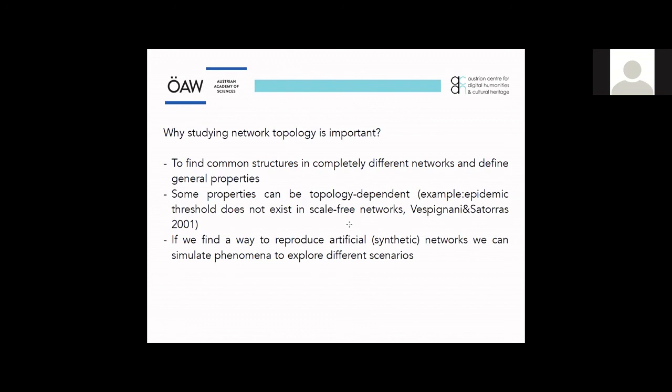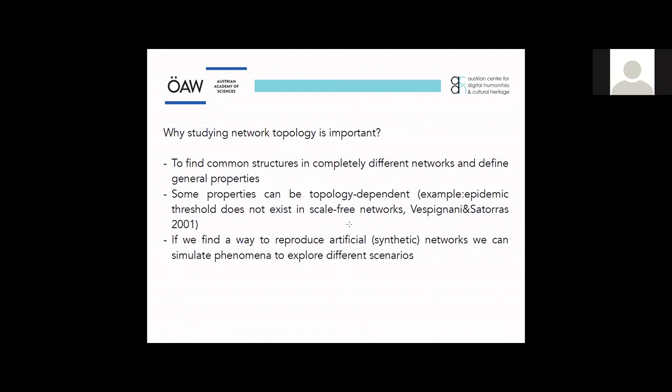So for example, I want to give you this because it's famous now for the corona spreading. When we study the epidemic spreading of a virus, we know that the epidemic threshold does not exist in scale-free networks. So we live in a social network. We are connected to each other in a scale-free network. And we know that in this type of topology, I don't know if you ever heard of this R0 factor, in this case, about the corona spreading, yes.